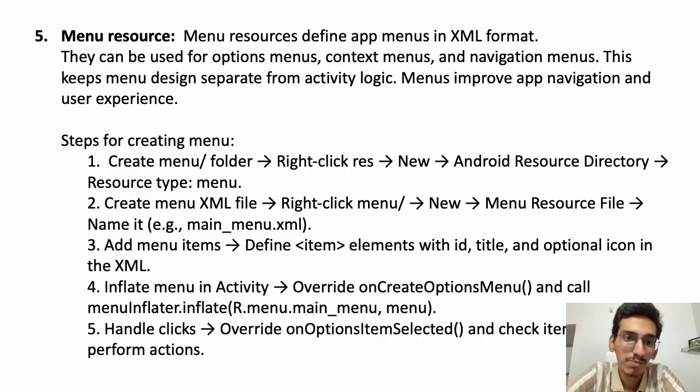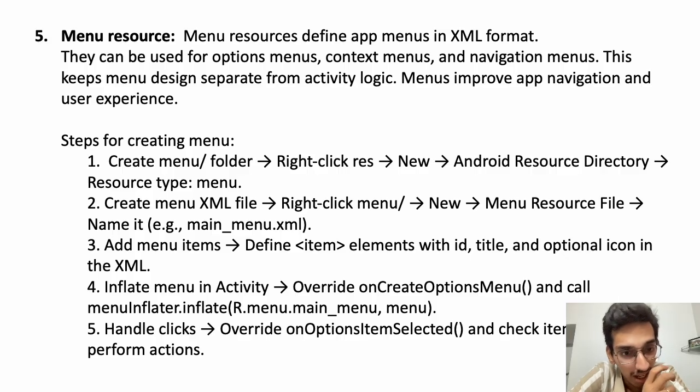The fifth resource is menu resource. Menu resources define app menus in XML format. There are different types of menus such as option menu, context menu, and navigation menu. This keeps menu design separate from activity logic. Menus improve app navigation and user experience. There are several steps which need to be followed for creating menus.